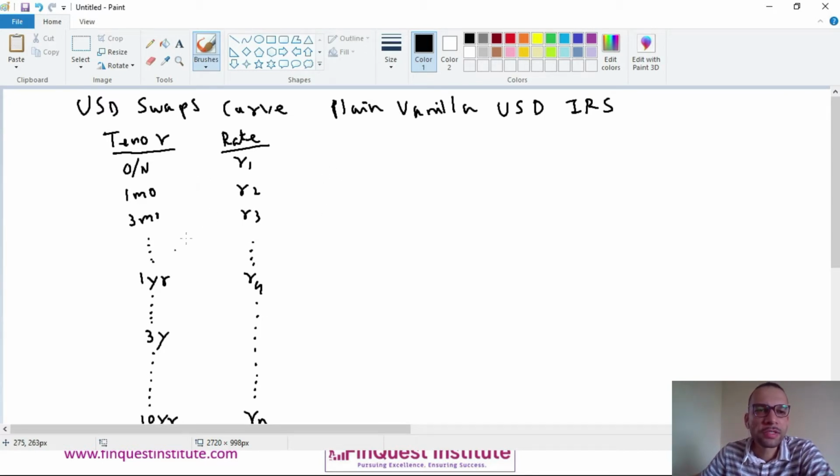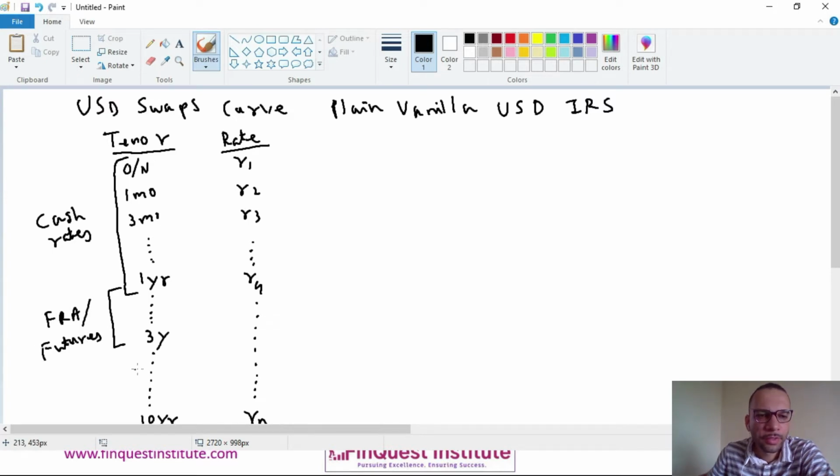Now the way in which this curve is constructed, all these are market rates. So these are pertaining to specific products which trade in the market. Up till 1 year is what we call cash rates. Then greater than 1 year and up to 3 years is what we call rates which come via your FRAs or your futures. And anything which is greater than 3 years and goes beyond, these are called the swap rates.